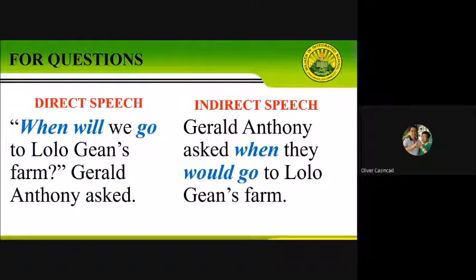Like for example, when will we go to Lolo Gian's farm? Gerald Anthony asked. So you have there the word when to indicate that that is an information question. And you have there will go in the simple future tense. Now, if we are going to change this into indirect speech, you have there Gerald Anthony asked when they, why did we use they? Because of we. We are not allowed to use we because you are reporting it. You cannot include yourself. So they would go, because you're going to change will to would, to Lolo Gian's farm. Again, take note of the changes.